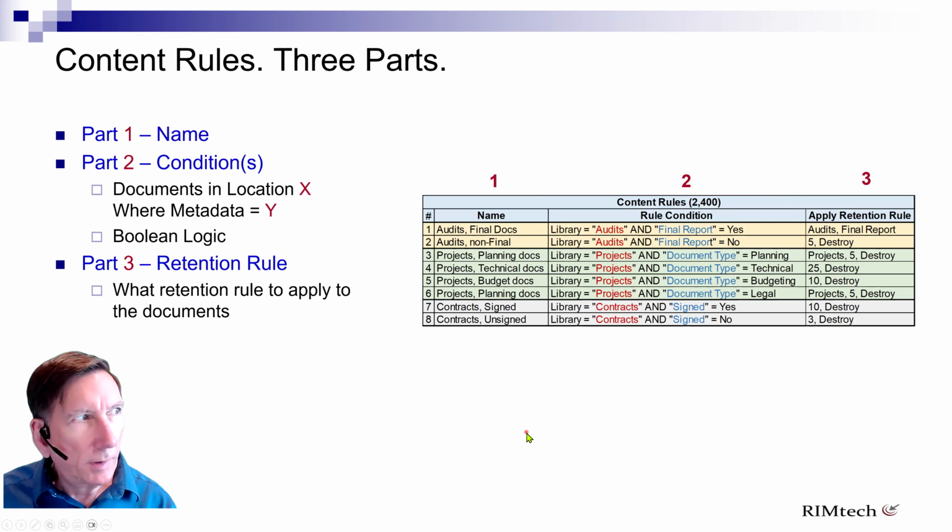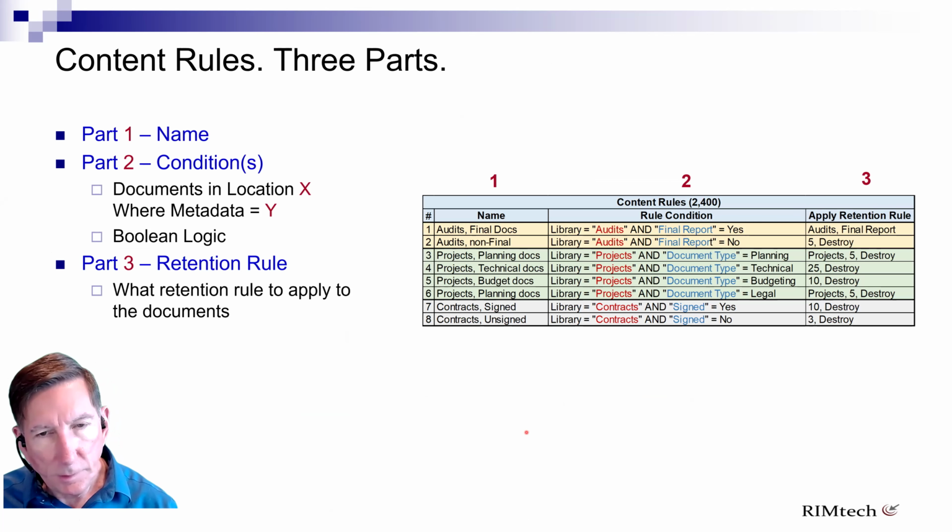Now, what is a content rule? Well, a content rule is a rule that says for this content in SharePoint, apply this retention rule to that content. Okay? So again, the retention rule is just a unique mathematical permutation. So there are 3 parts to a content rule: a name, a condition, and a retention rule. The name is just a unique name. The condition says what documents in SharePoint.